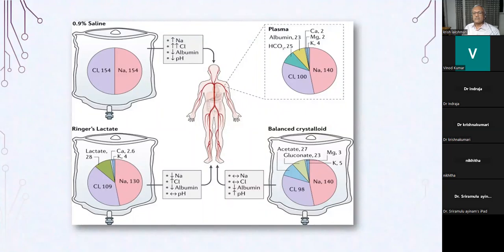But the normal saline which we administer has only two electrolytes, that is sodium and chloride. So this is not a balanced solution, whereas Ringer lactate and Plasma-Lyte are considered balanced solutions because they have a composition very close to the plasma, with sodium, chloride, lactate, and potassium.